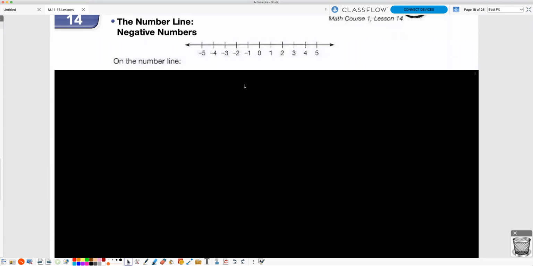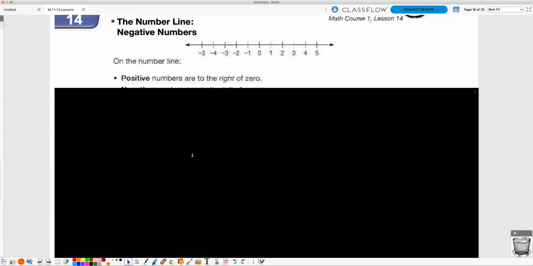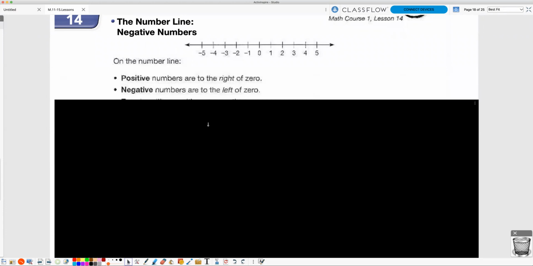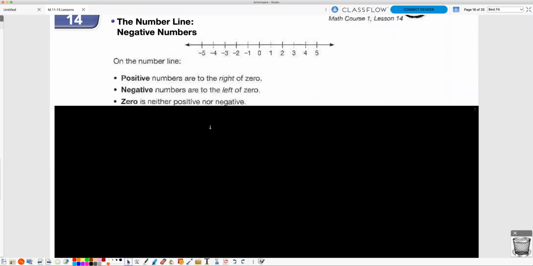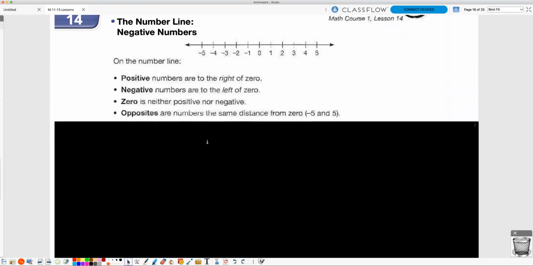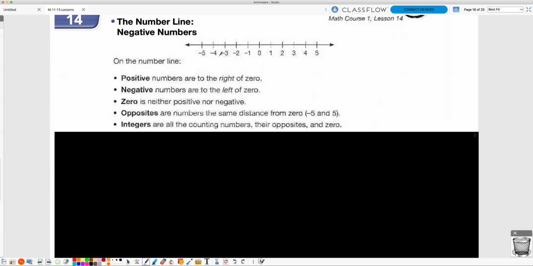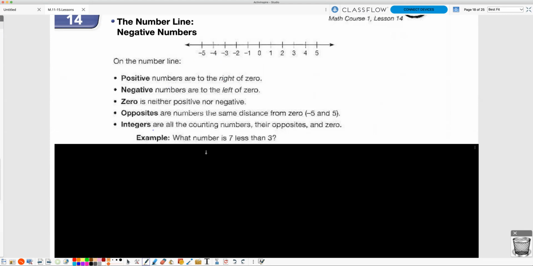On the number line, positive numbers are to the right of 0. Negative numbers are to the left of 0. 0 is neither positive nor negative. Opposites are numbers the same distance from 0, like -5 and +5. Integers are all the counting numbers, their opposites, and 0. So those are some terms for this lesson.